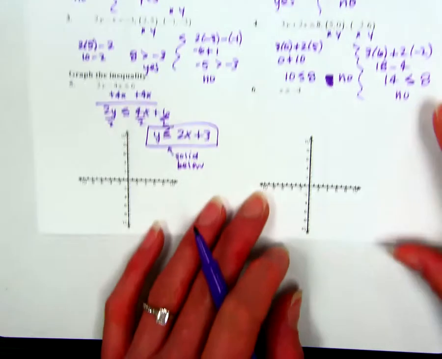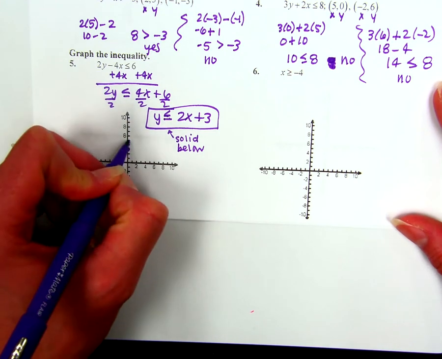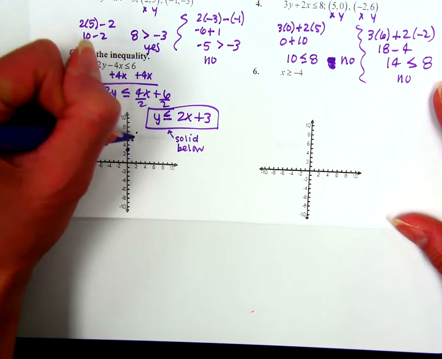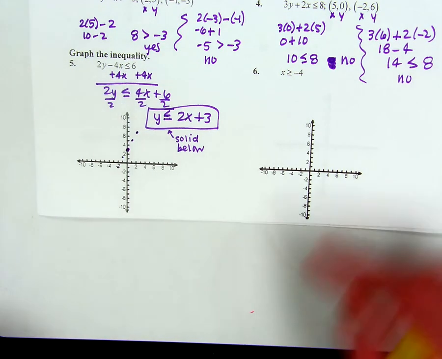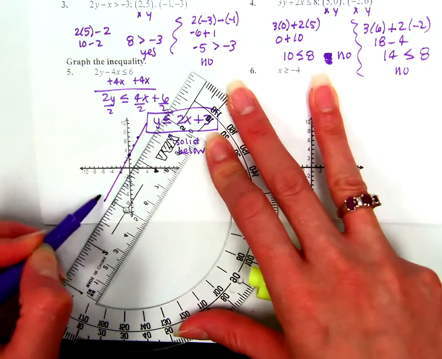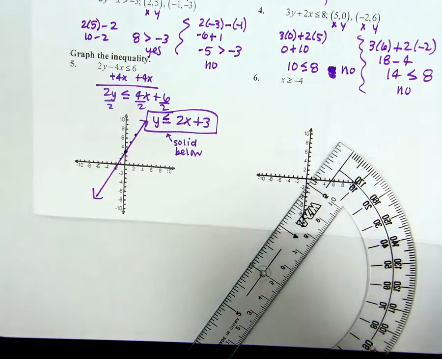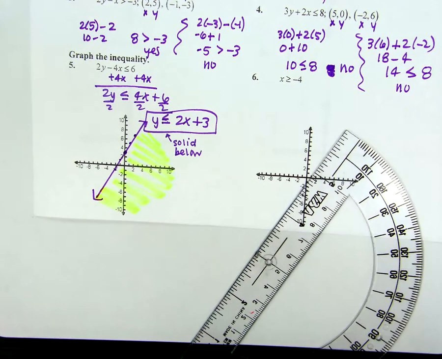All right, so starting at plus 3, just like we graph lines, we're going to go up 2 over 1, up 2 over 1. That's my slope. You can go down 2 and to the left 1. And then I'm going to draw in my line. It's a solid line. And I need to shade below the line. So I'm just going to use a highlighter for my shading here. Okay, so I'm going to shade below.